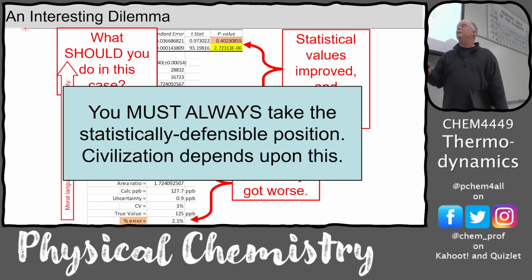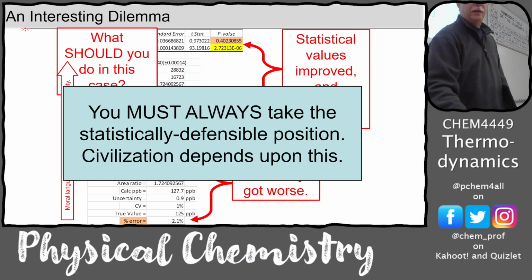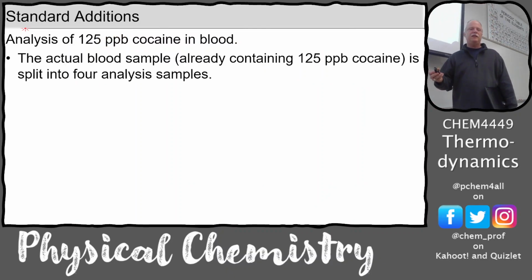And that, I'm serious, but it says civilization depends upon this. If you're starting to think, well, I want to use the one that gives the right answer, that's the path to the dark side, right? Because you're letting yourself be biased. You're making decisions based upon what you want, not what you can defend. So this is a really important thing to point out. Go with the null hypothesis and the statistics, and you can always defend your decisions, and you can sleep at night. Okay. So let's redo this now with standard addition.